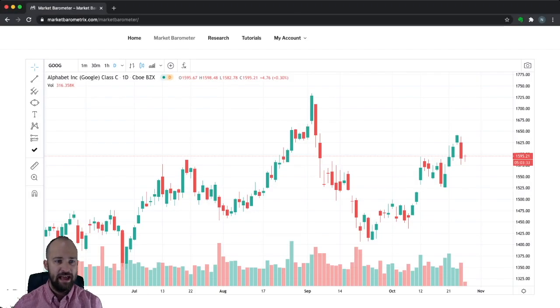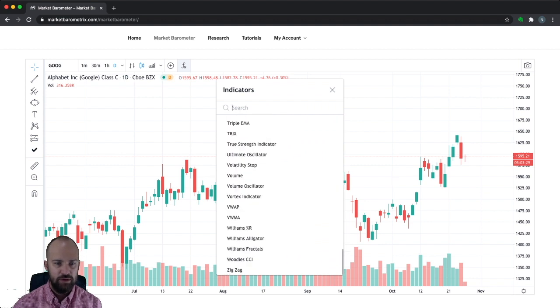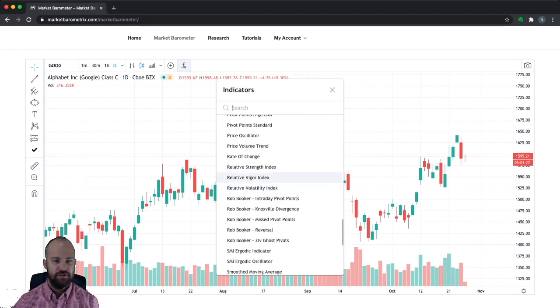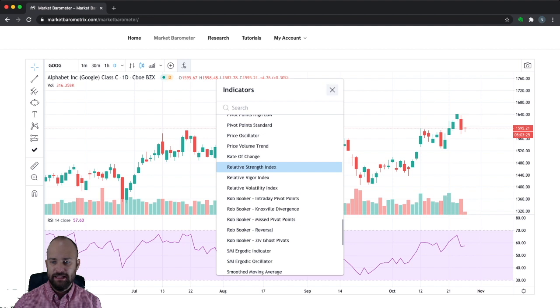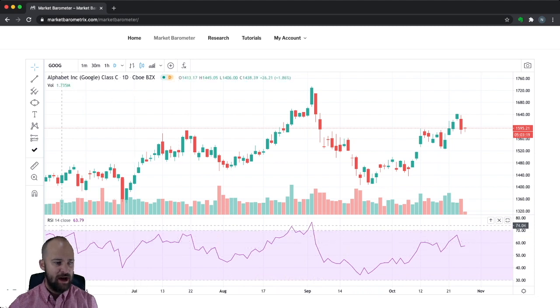Alright, so I'll go ahead and add the RSI using the Indicators button here. We'll scroll down to Relative Strength Index, and easy as that, you see that it gets added as an indicator below our price chart here. Also, in the top left of the RSI section, you can see the settings. Now, it's going to default to a 14 period look back and to overbought and oversold levels of 70 and 30 respectively. Now, this is totally customizable in the settings here.